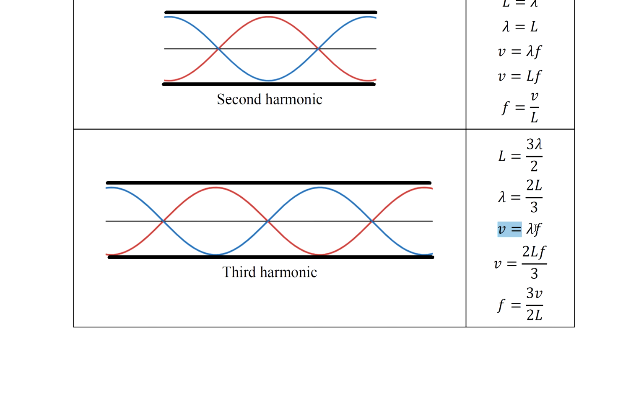V equals lambda F, and lambda equals 2L over 3, so substitute that into this equation for lambda and solve for F. So this is the frequency of the third harmonic.